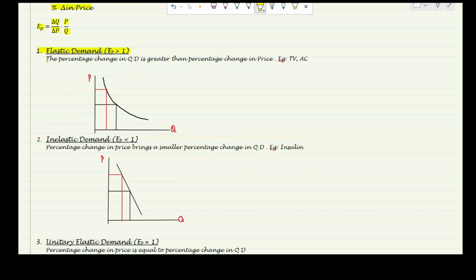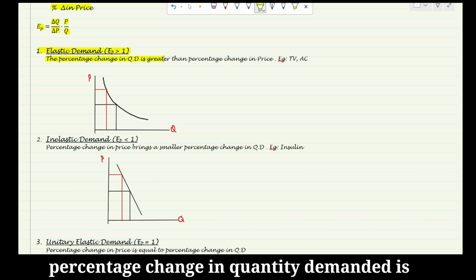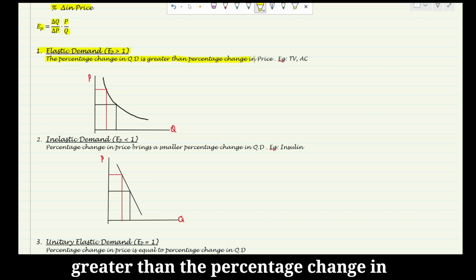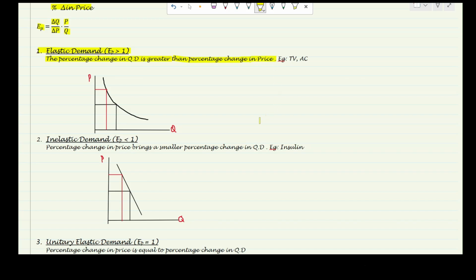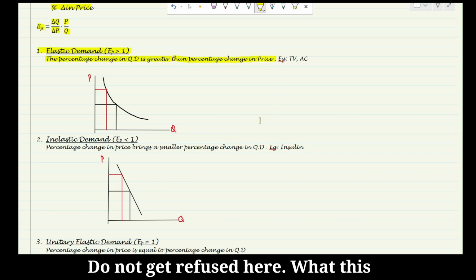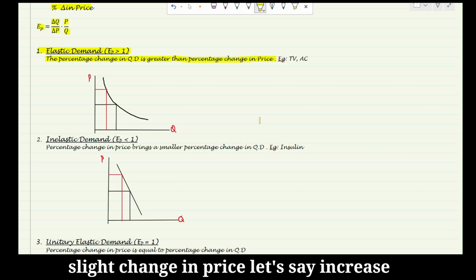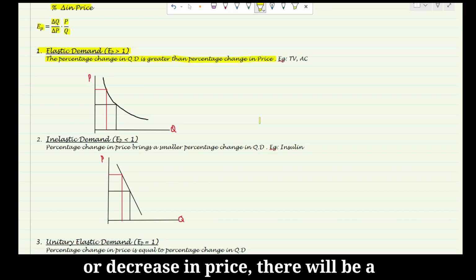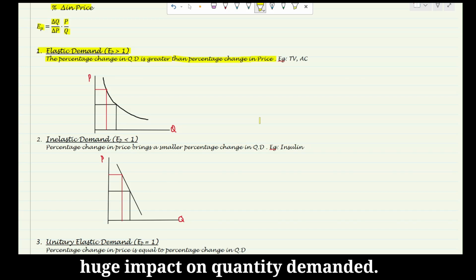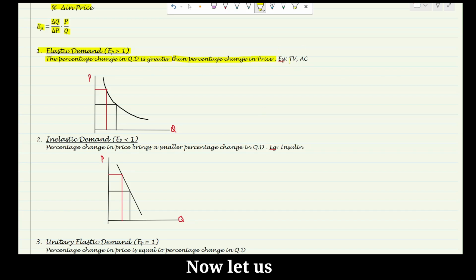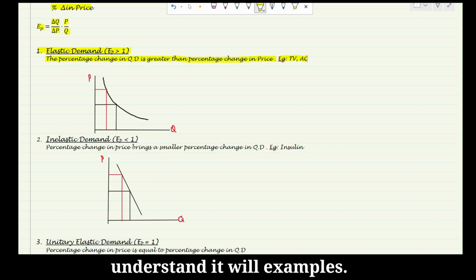Okay, percentage change in quantity demanded is greater than the percentage change in price. Do not get confused here. What this actually means is that if there is a slight change in price, let's say an increase or decrease in price, there will be a huge impact on quantity demanded. Now, let us understand it through examples.